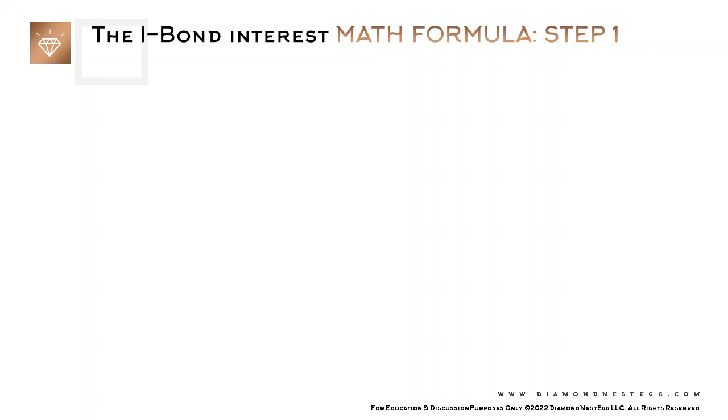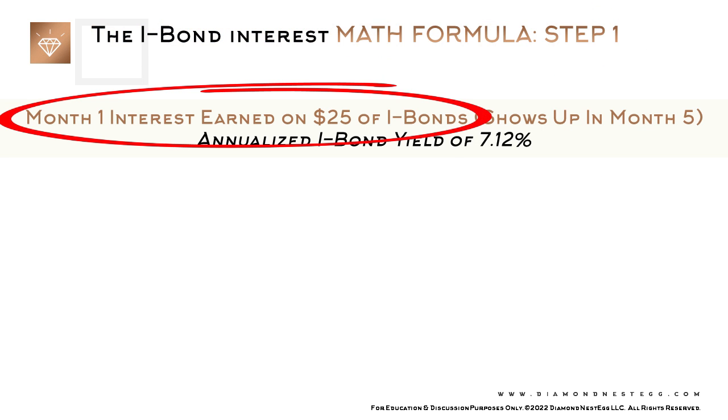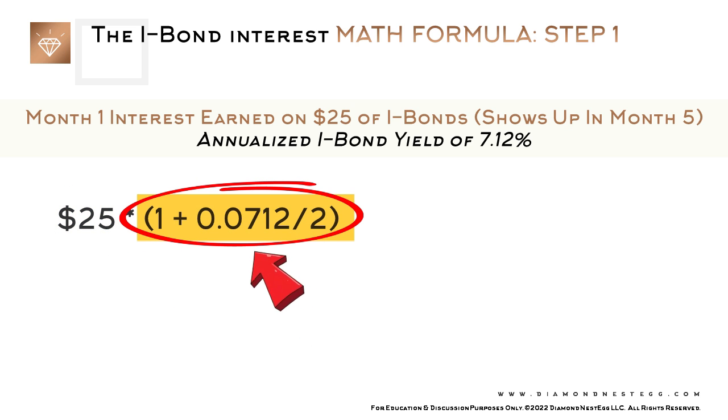Here's how the month one interest earned is calculated. But remember, you will only see it in month 5 in your account. So month one interest, this is a 2-step process. Math formula step 1, and this is very important. Treasury Direct works off of a base unit of $25 of I-bonds, no matter how much you purchase. That's this $25 here. Here's the 7.12% annualized I-bond rate divided by 2 because it's just for 6 months.